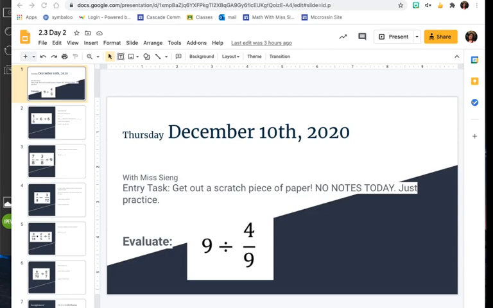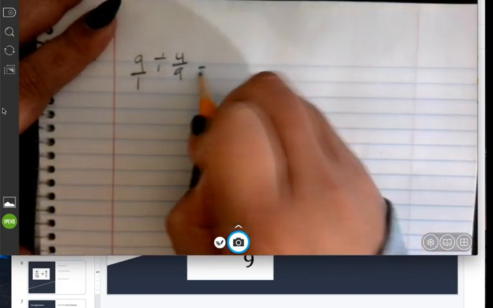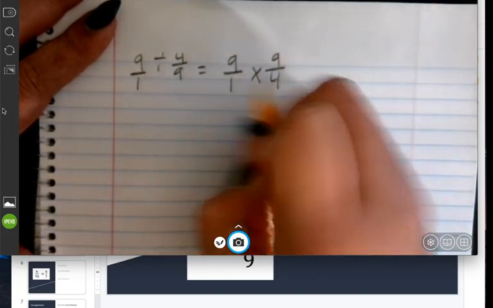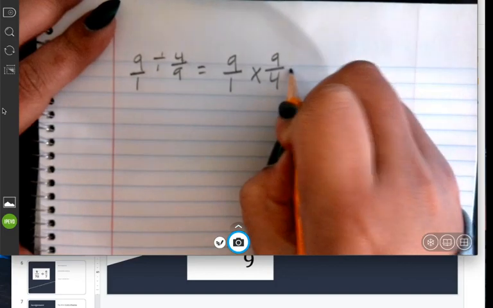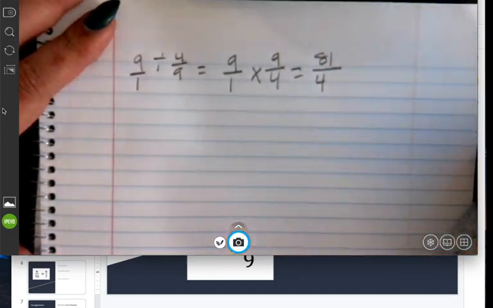So I'm going to flip back and forth between my scratch paper and my PowerPoint. So 9 divided by 4/9, as you can see. 9 as a fraction is 9 over 1. Okay. So I have to keep, change, flip. So this is 9 over 1 times 9 over 4 because I flipped the 4/9. Now you multiply across. 9 times 9 is 81. 1 times 4 is 4.